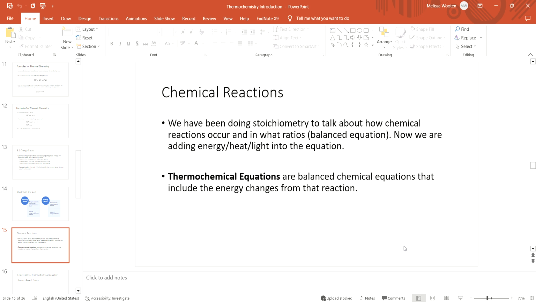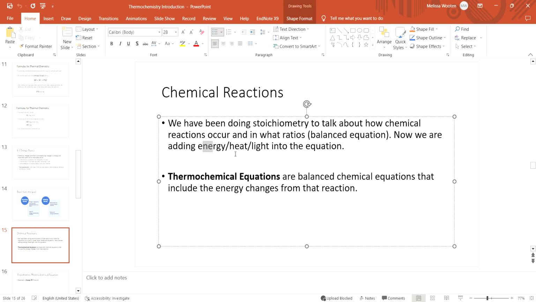Talking about chemical reactions, we've been doing stoichiometry throughout general chemistry to talk about how chemical reactions occur and in what ratios they occur. And we get those ratios from the coefficients from a correctly balanced chemical equation. Now we're adding heat, light, and energy into the equation. When you release enough energy, you can see light, you can feel heat. But mainly we'll be talking about heat, but these can be used interchangeably within this PowerPoint. Okay, these three.